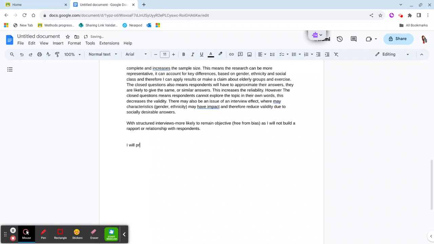So ethics. I will produce a statement of intent outlining the research and how the results will be used. This ensures fully informed consent.